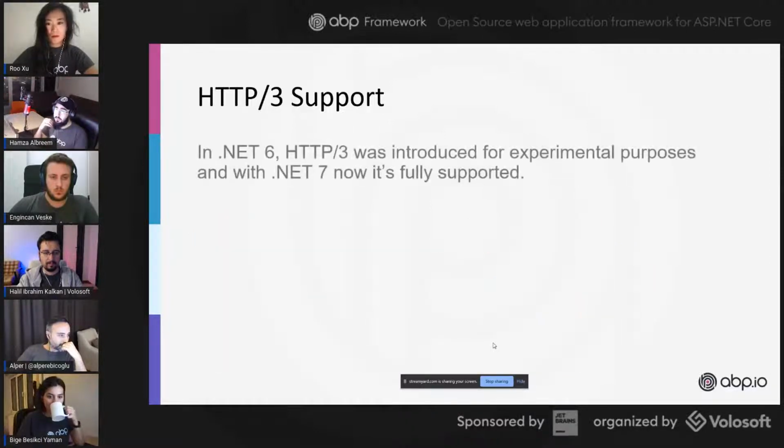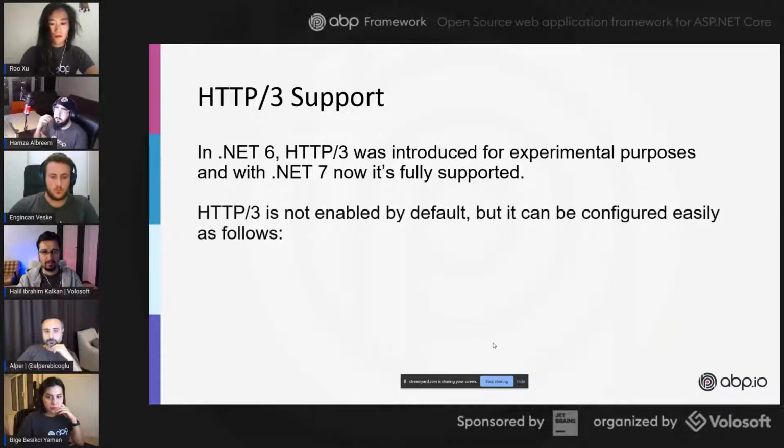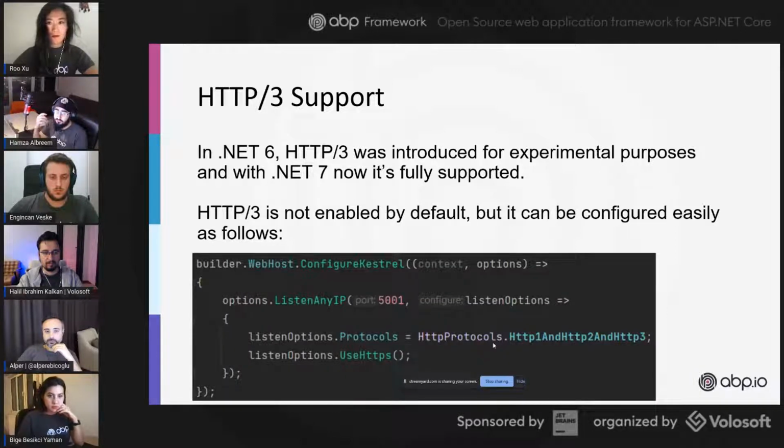In .NET 6, HTTP3 was introduced for experimental purposes, so it was not really officially supported. But right now with .NET 7, it's fully supported. It's not, of course, enabled by default, so it can be configured as follows, as we can see right here.